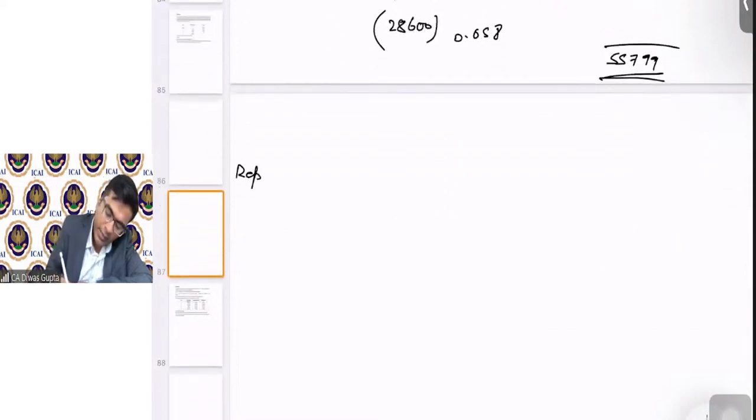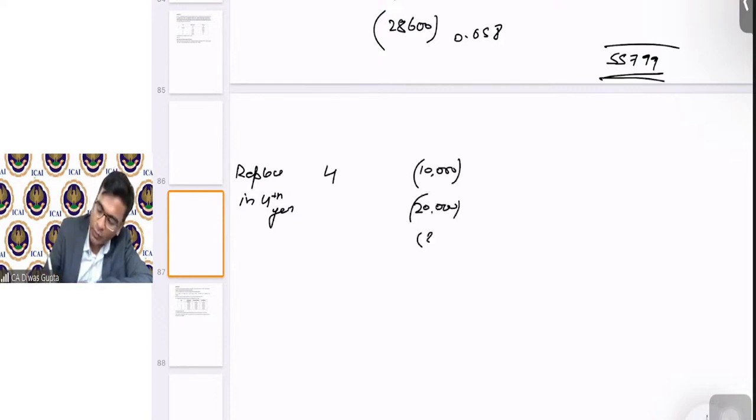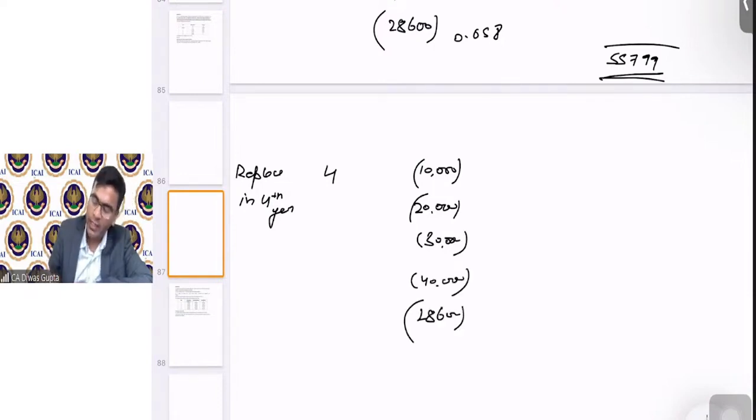Then replace in fourth year. This is the last option, correct? So you will again end up having 10,000, then 20,000 of maintenance, then 30,000 of maintenance, right? And then I think again 40,000 of maintenance. There is no salvage value here, and you will also incur 28,600 as your ongoing cost.